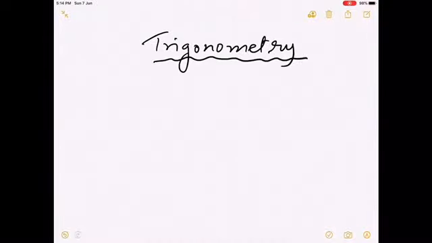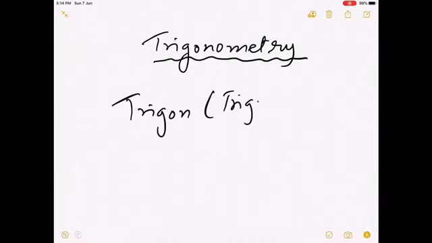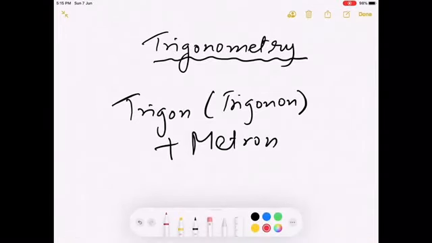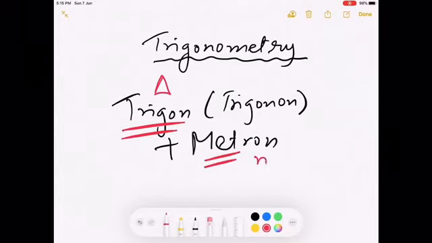Trigonometry basically consists of two words. The first word is trigon, or sometimes called trigonon, plus metron. Now this word trigon or trigonon refers to a triangle. This means a triangle, and metron means to measure. So therefore here we are talking about measuring a triangle in different ways, and this is a very old branch of mathematics. So it started with right angle triangles.